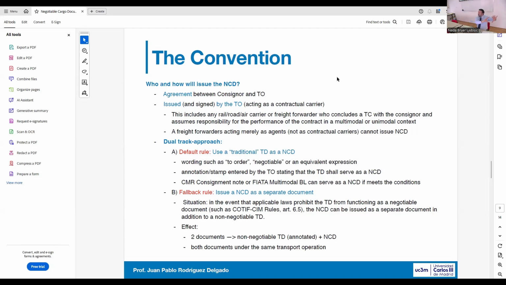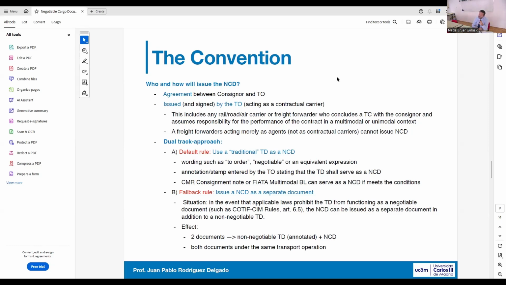So this is the general rule: put a stamp and use the traditional transport document, a consignment note, as a negotiable cargo document. In these cases, you can transfer the goods by transferring and endorsing the document in the same manner as you transfer the bill of lading. So you are saying that the negotiable cargo document in these cases is equivalent to the bill of lading.